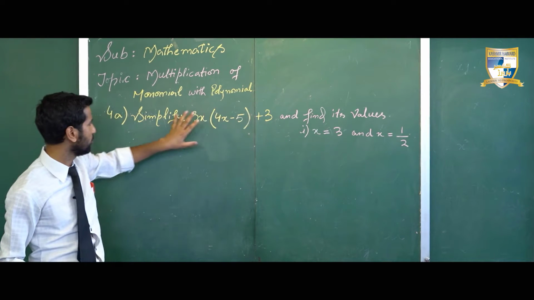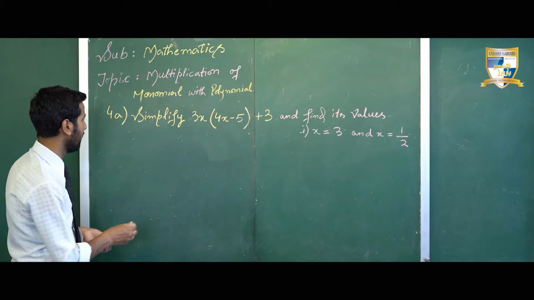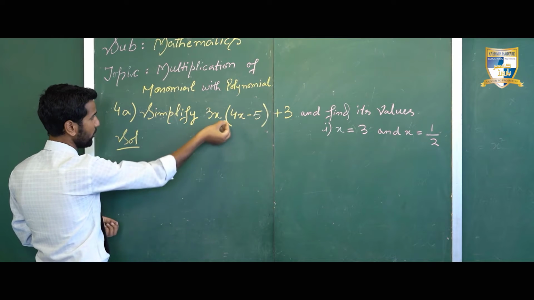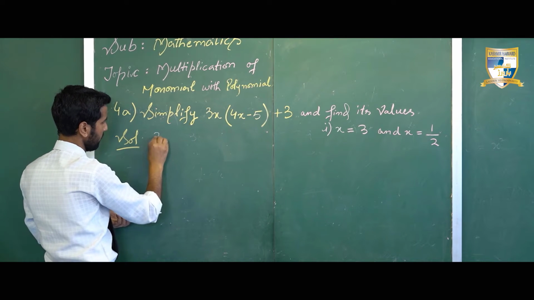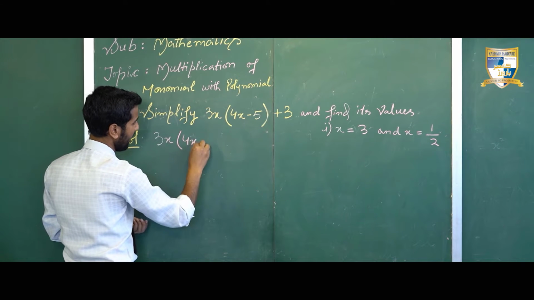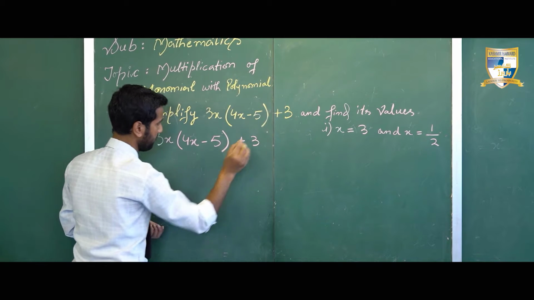So first we are going to do the first part here. We are going to simplify it. How are we going to simplify it? Very simple. First we are going to write this expression here. So our expression is 3x(4x - 5) + 3.